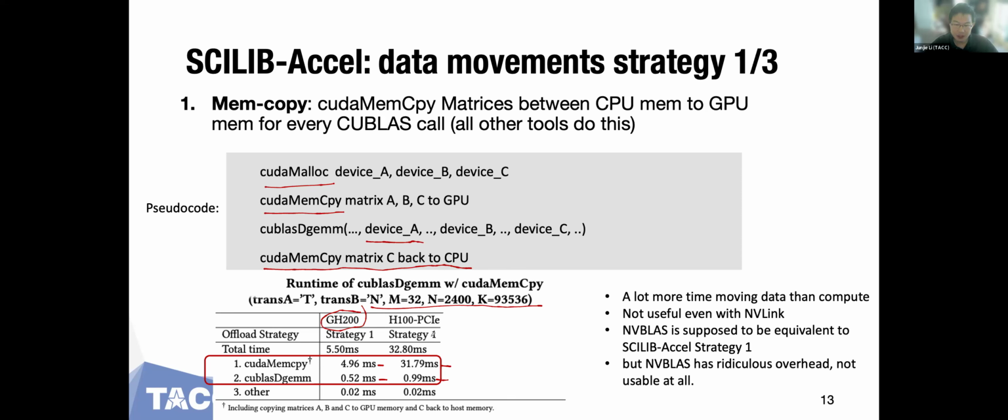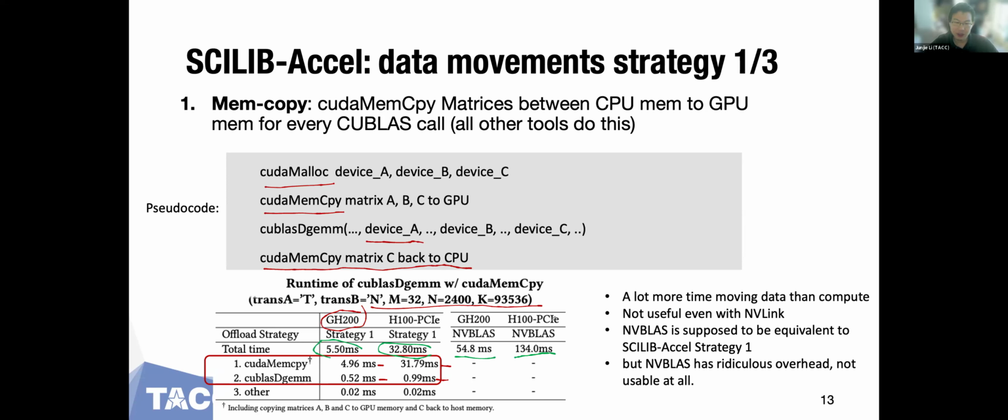NVIDIA offers a library called NVBLAS, and it's supposed to do exactly the same. And it turns out that is very badly implemented software. So on Grace Hopper, NVBLAS is going to take 54.8 milliseconds doing this calculation, but my tool only takes 5.5 milliseconds. On a conventional PCIe card, NVBLAS somehow also loses, at 134 milliseconds, where mine only takes 32.8 milliseconds. So something is very wrong in NVIDIA's tool. I told them, and they have not fixed it for a year yet.